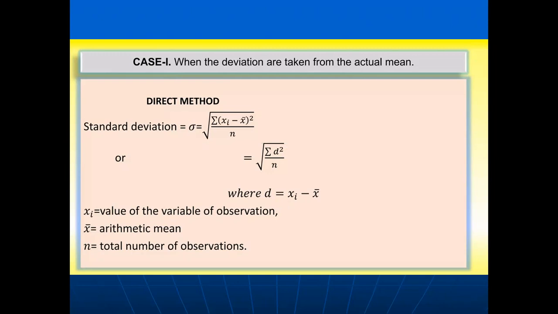Sigma is equal to square root of sigma xi minus x bar whole square divided by n, or in other words, sigma can also be calculated by square root of sigma d square divided by n, where d is equal to xi minus x bar. So xi represents the value of the variable or the observation, x bar represents the arithmetic mean, and n represents the total number of observations.